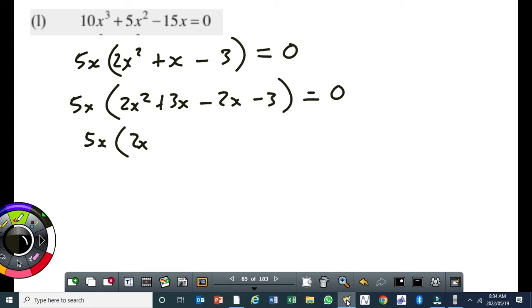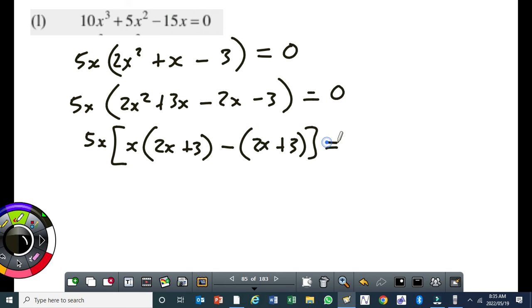Let me take out a common factor there. Okay, so I'm going to introduce a square bracket. Do you know this method of factorizing a trinomial? This will be x times (2x plus 3). Then we take out minus 1, we get (2x plus 3), and that will be equal to 0.